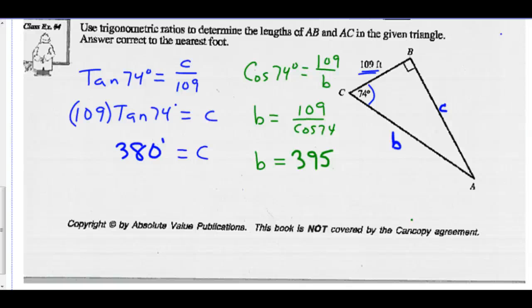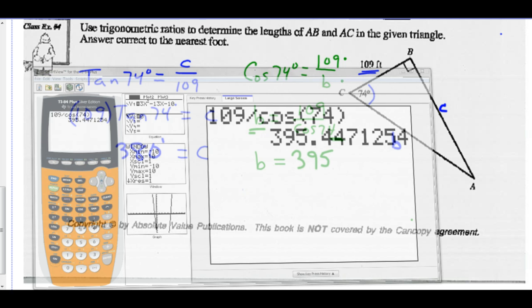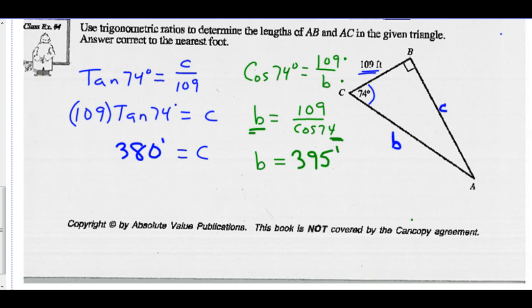All right, so what you should have said is the cosine of 74 degrees. So from 74, I've got the adjacent side. I'm looking for the hypotenuse. So the cosine of 74 is adjacent, 109 over hypotenuse b. To solve for an unknown in the denominator, we multiply both sides by b, and then we divide both sides by cosine of 74. So b is 109 divided by the cosine of 74. If you check your calculator, 109 divided by cosine of 74 is 395. So to the nearest foot, 395 feet. Awesome. Let's go to page 155 and look at the last example.